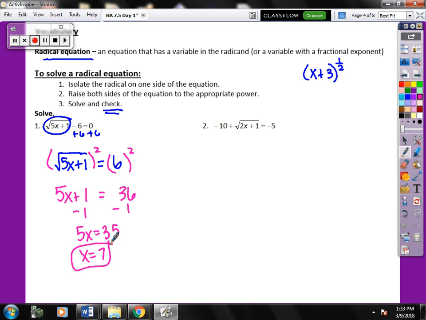Now we do have to check it. So we'll have the square root of 5 times 7 plus 1 minus 6 equals 0. 5 times 7 is 35. 35 plus 1 is 36. The square root of 36 is 6. And we will get 0. Okay, you could probably check it mentally just by plugging it back in your head. But if you want, show the check.